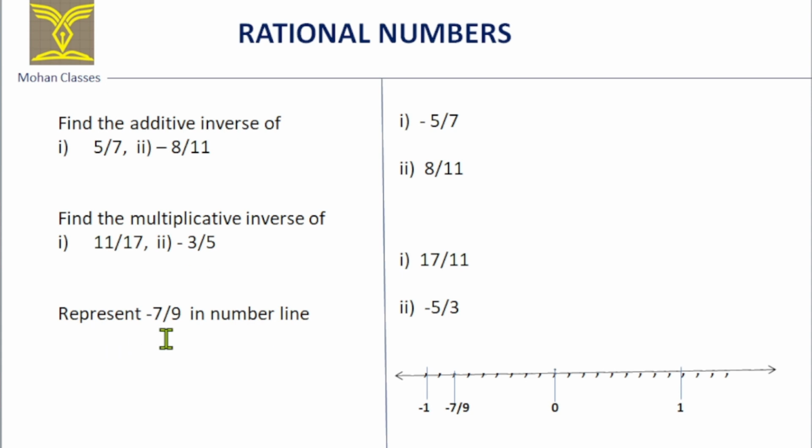Represent minus 7 by 9 in number line. Okay. So minus 7 by 9 means it is going to come on the left hand side of the 0. Negative rational number. So this 0 to minus 1 should be divided into 9 equal parts. At the 7th part, we are going to mark this minus 7 by 9.